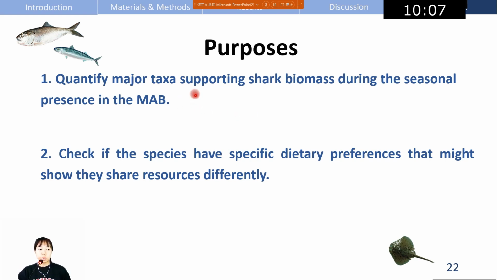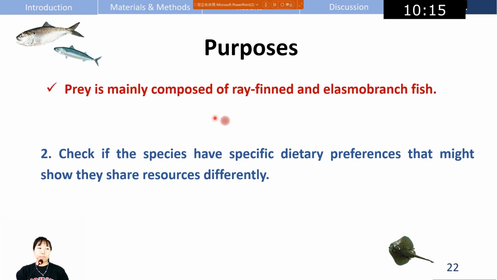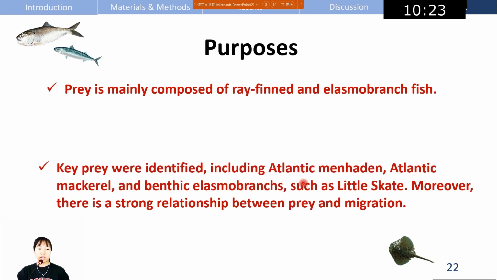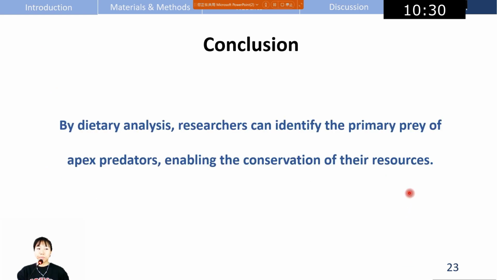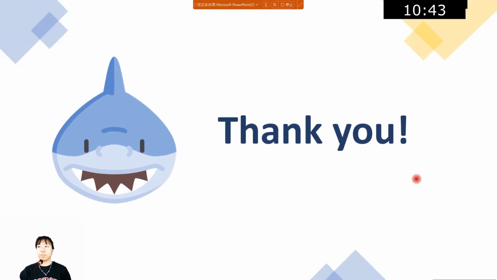So this study achieved the hypotheses proposed previously. For the first one, they found that prey is mainly composed of ray-finned and elasmobranch fish. Another one is they found key prey were identified, including these 3 species. Moreover, there is a strong relationship between prey and migration. In conclusion, by dietary analysis, researchers can identify the primary prey of apex predators, enabling the conservation of their resources. Thank you.